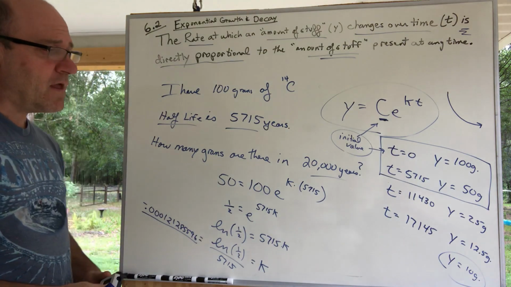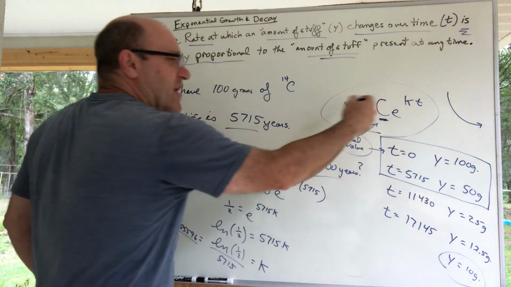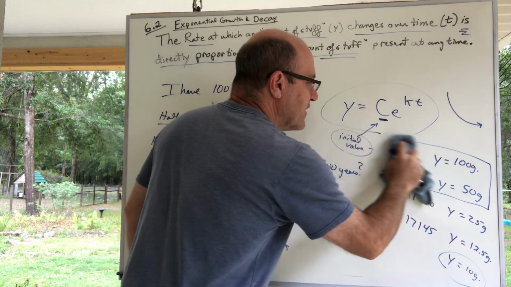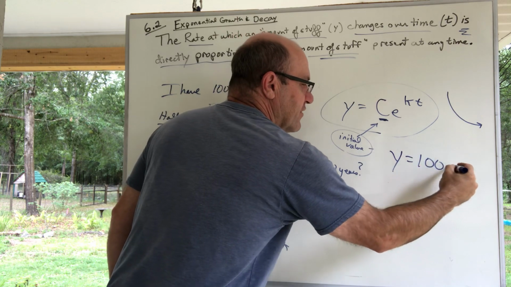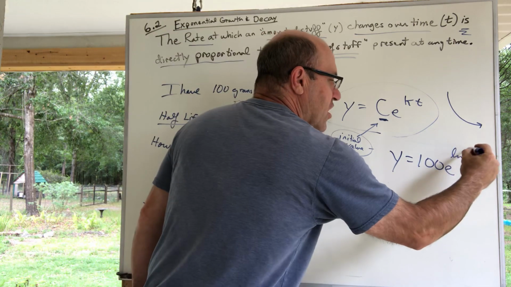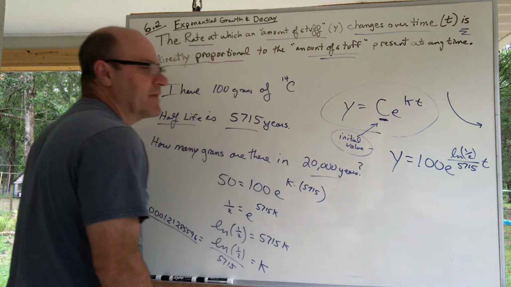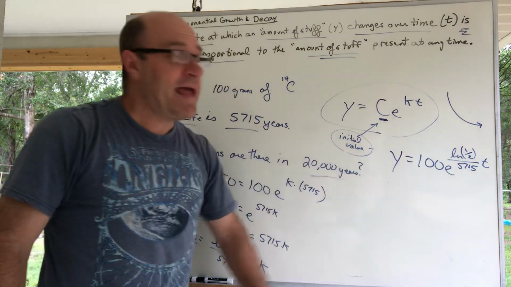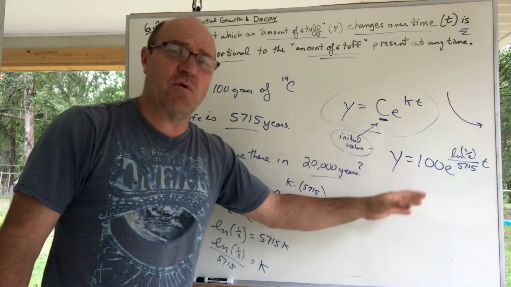Well, I'm ready to try to find the answer, because what I have now is I have the c, I have the k. In other words, I have the model. Remember, we predicted about 10 grams. Let's go over here. I found c, I found k. My model is 100 e to the kt. When I write this k, I'm going to write the natural log of 1/2 over 5,715 times t. And now I can answer any question they want. They may give me a time and ask me for the y. They may give me the y and ask me for the time. But with this model, I can answer any question they want.